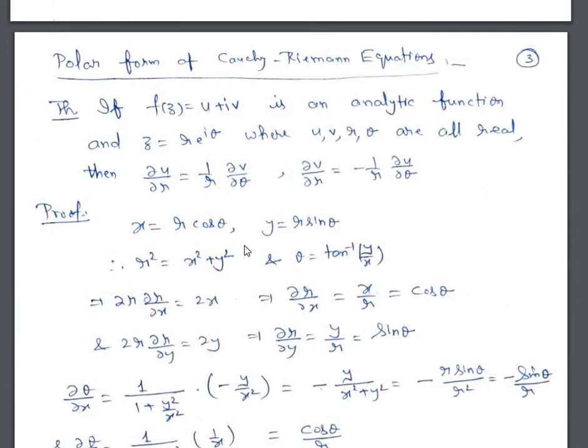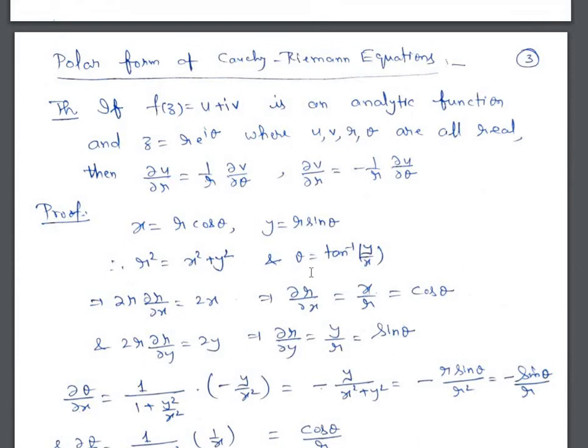Similarly, if we differentiate this partially with respect to y, then we have 2r ∂r/∂y is equal to 2y. That means ∂r/∂y is equal to y upon r. And what is y? y is r sin theta. So r will get cancelled and we have this is equal to sin theta.